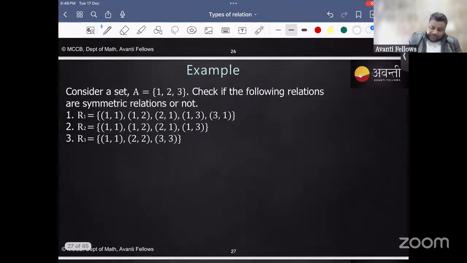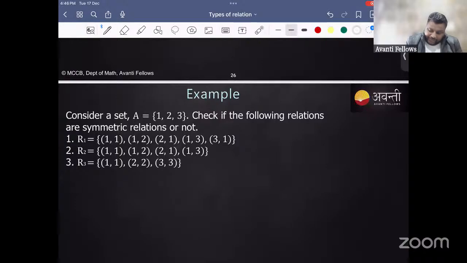So see this one. Consider set A 1, 2, 3. Check if the following relations are symmetric relations or not. See, R1 is (1, 2) is here, (2, 1) is also here. (1, 3) is here, (3, 1) is also here. So this relation is symmetric. Yes, it is not reflexive. Why? Because (1, 1) is here, neither (2, 2) nor (3, 3) is here. So it is not reflexive.